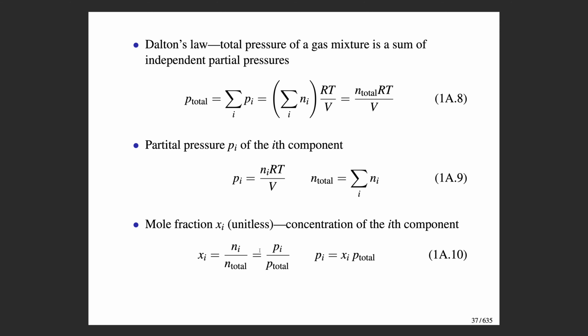Taking this second equality, you can rearrange it, and this gives you an alternate method for calculating the partial pressure of a gas component. As long as you know the mole fraction of that component and the total pressure, you can calculate the partial pressure in this way. So you can either calculate it in this fashion, or you can calculate it this way.